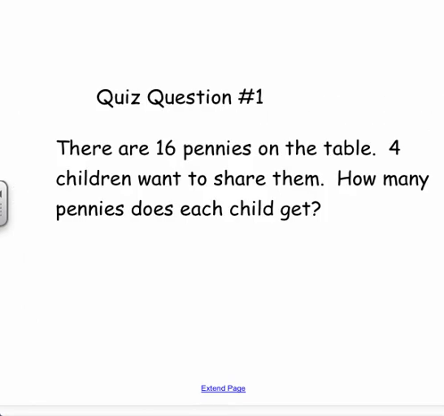It's time for you to do your homework problems. Here is quiz question number 1. Please write it in your math notebook. There are 16 pennies on the table. 4 children want to share them. How many pennies does each child get? You don't have to copy the whole story problem, but please show your work, write your answer, and label it with a unit.